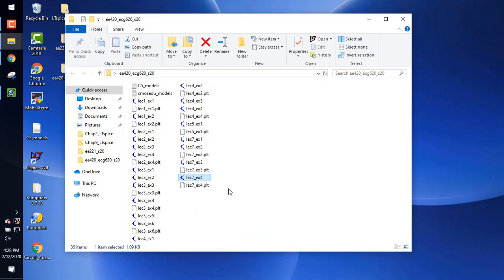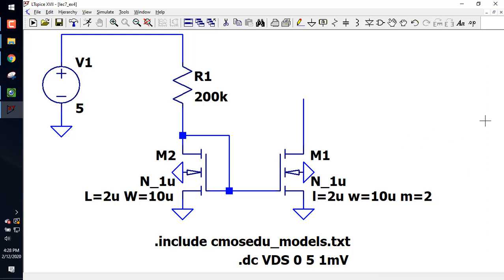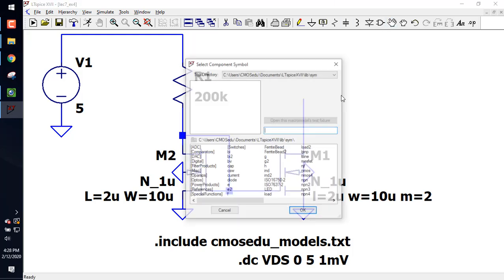Anyway, let's do this. So let's go over here and let's do the following. Let's get out the scissors, cut this, and then I want to do this. I want to grab the, you know what? I'll just do it from scratch. I was going to copy it. I want to grab the PMOS symbol.